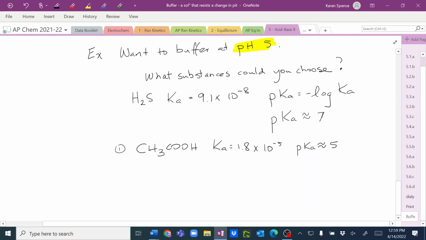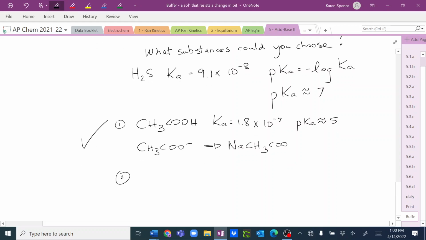And what else would we have to do with this acid? Would this be a good buffer? We need its conjugate base. So who is its conjugate base? CH3COO minus. Is it okay to just leave it like that? Nope, it needs to become NaCH3COO.